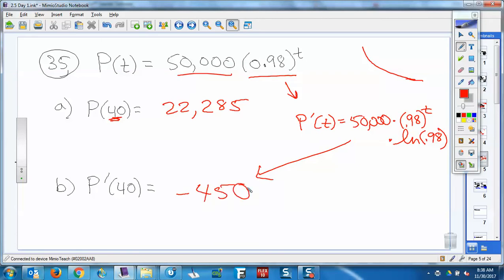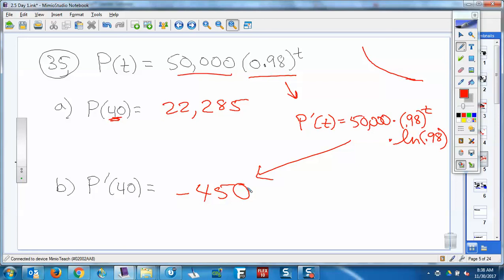And what does that mean? First of all, it asks whether the population is increasing or decreasing. Look at the chart. When p prime is negative, p is decreasing. The population is decreasing because it's negative. What would be the units on that 450? People per year. So in the 40th year, they are losing people at a rate of 450 people per year. Okay? Simple. Just using our derivative rules, plugging in, answering some questions.